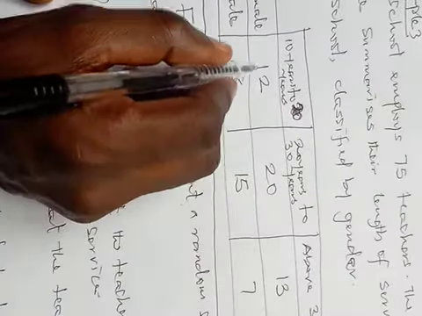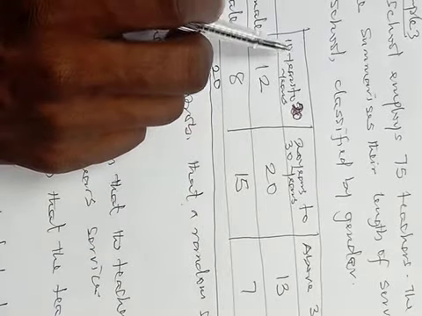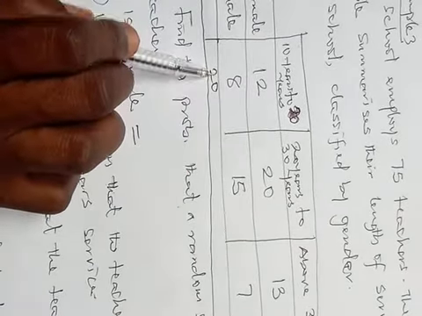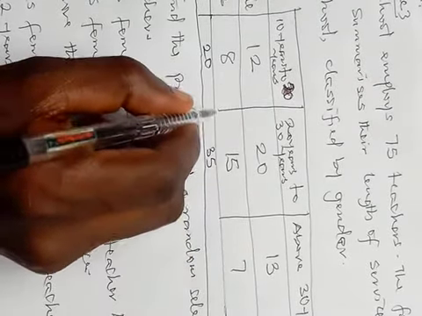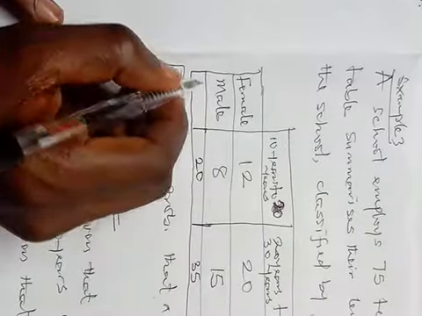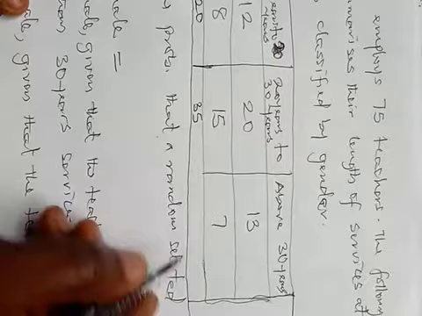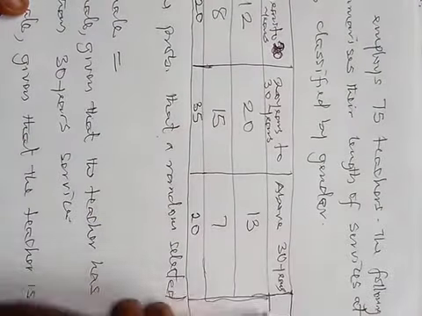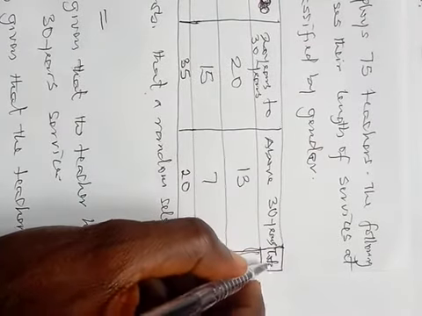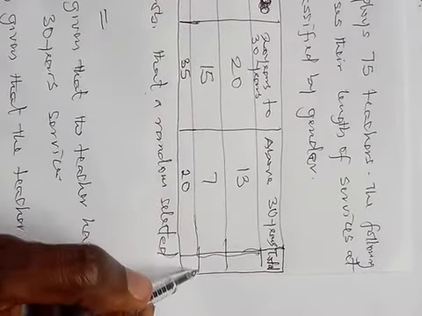So you now add each of the columns. 12 plus 8, 20. This 20 represents people between 10 to 20 years. Then between 20 and 30, this is 35. There are 35 people, so you put the total here. Here we have 13 and 7, those people in that category are just 20. Here also you put total. Both the horizontal and the vertical totals must be the same.